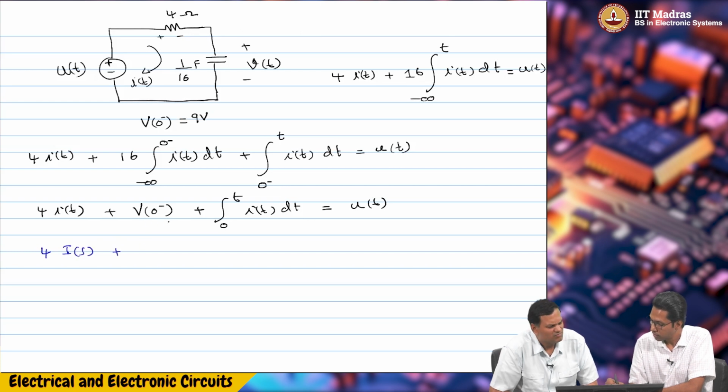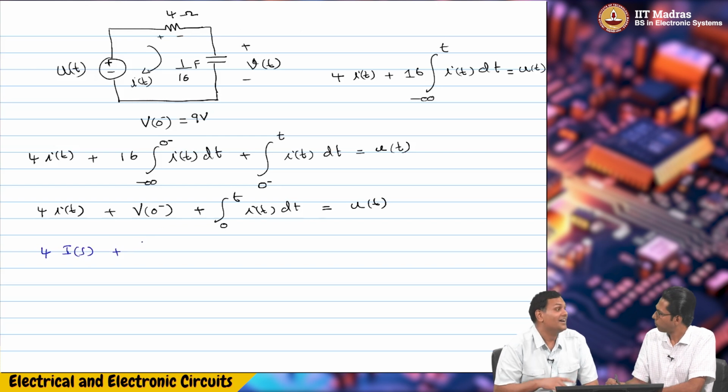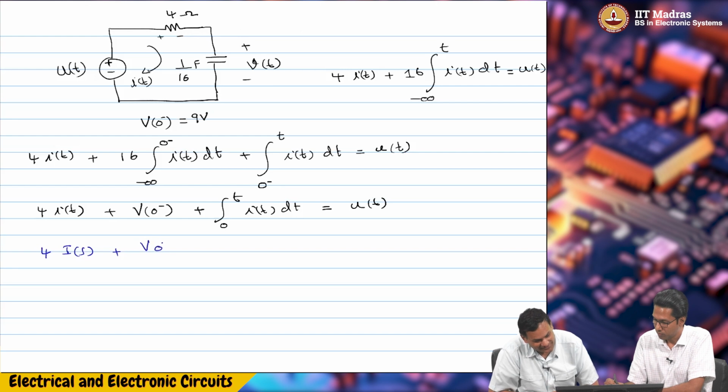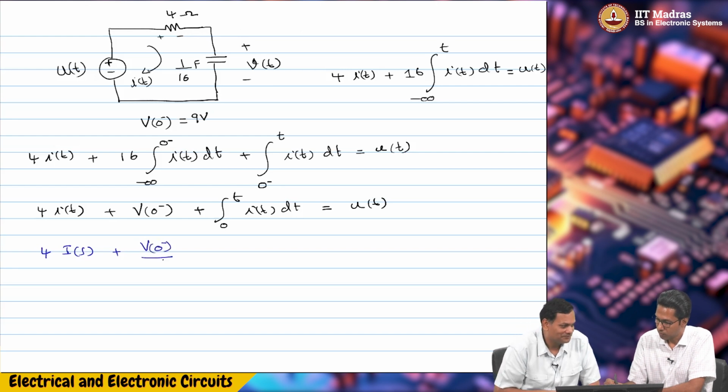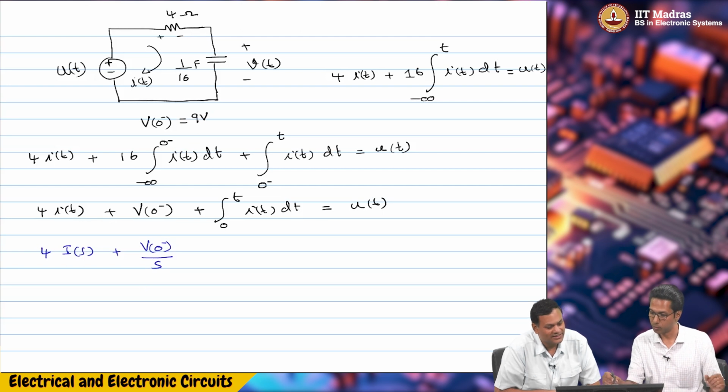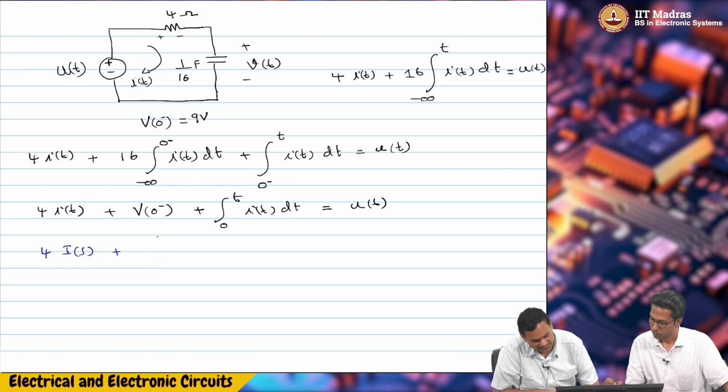Then this is a DC fixed value, so it will be 4 by s. And maybe we can supply the value also, 9, because it's given 9. So we can just write it as 9 by s.